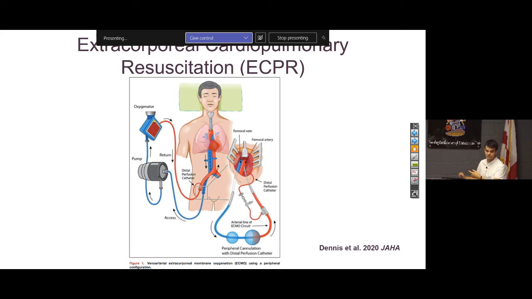In this case, this person is in cardiac arrest. If we bypass only the lungs, that's not helping us. So this is venous arterial ECMO. We're bypassing the heart and lungs so that we can provide perfusion to the brain and other vital organs that's all oxygenated.